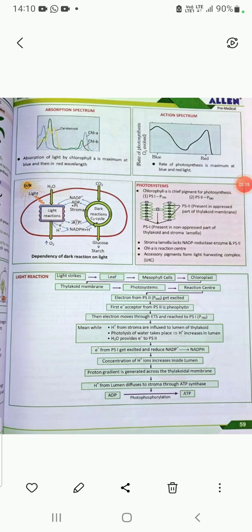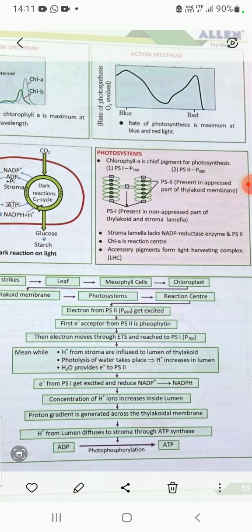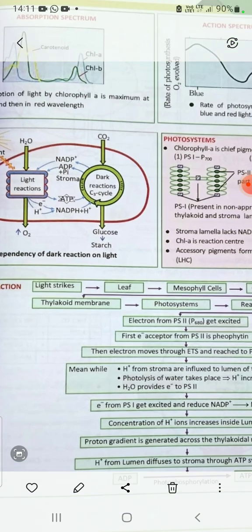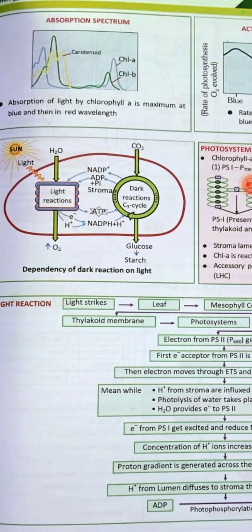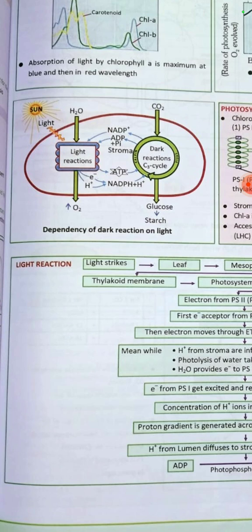Next is the absorption spectrum and action spectrum. Absorption of light by chlorophyll a is maximum in the blue and then in the red wavelength, and in the action spectrum the rate of photosynthesis is maximum in blue and red light. Rate of photosynthesis and oxygen evolved are on the y coordinate. Here you have to remember the curves of carotenoid, chlorophyll a, and chlorophyll b also. Next is dependency of dark reaction on light.